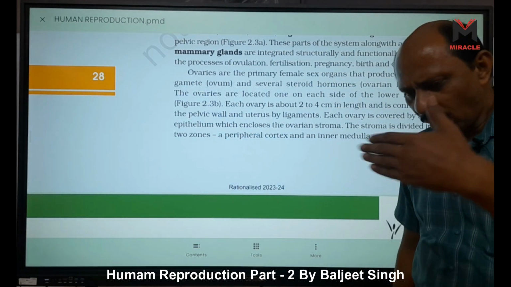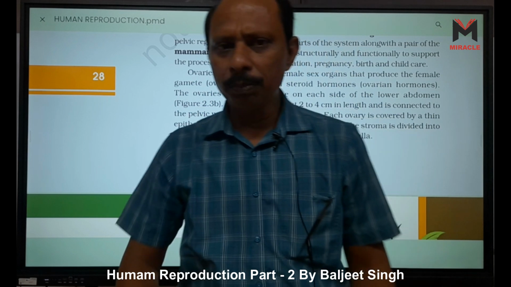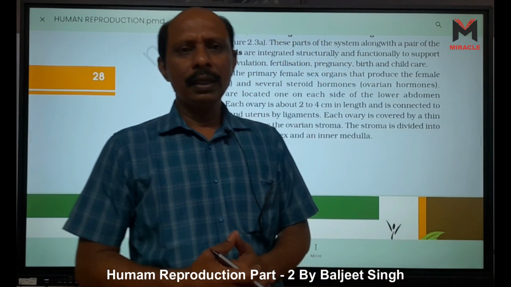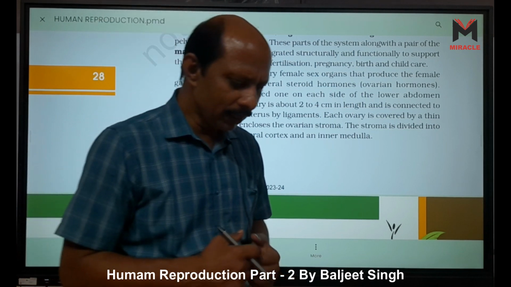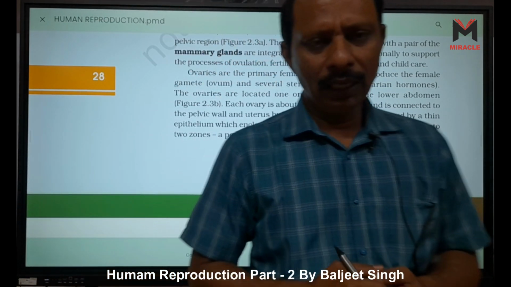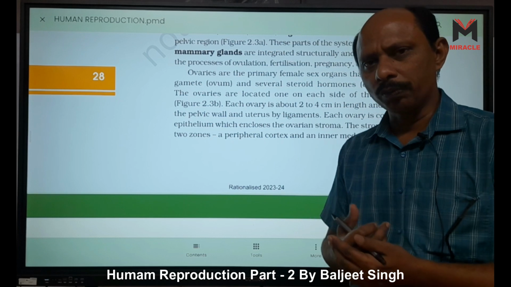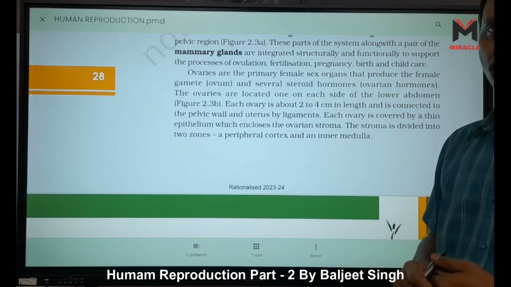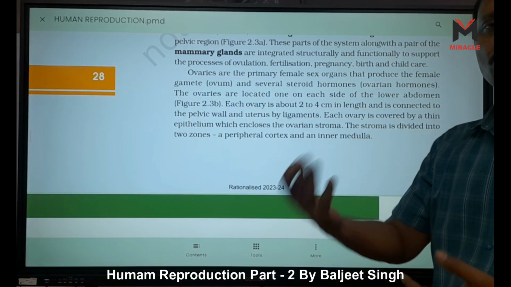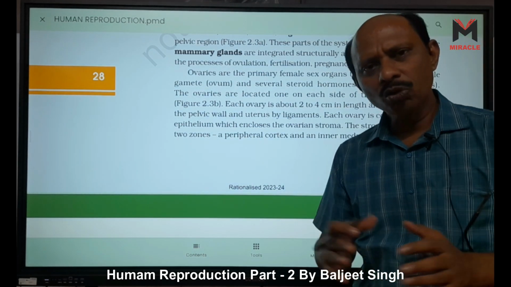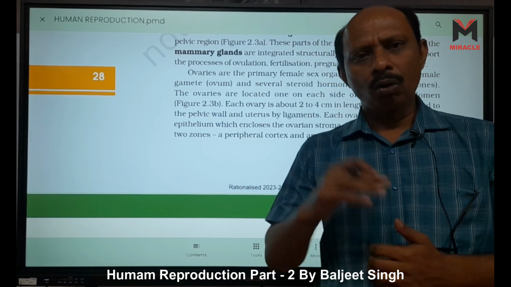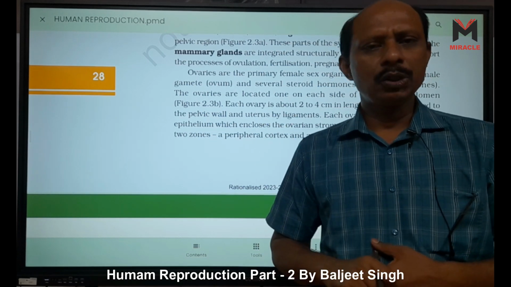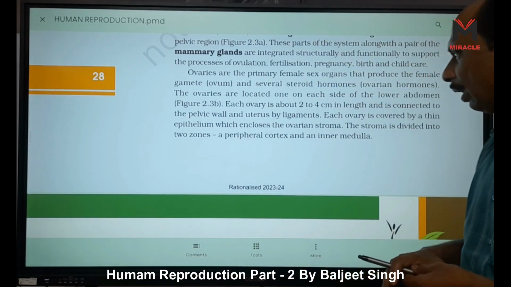It is the outermost layer, and just beneath it, the inner layer is made up of white fibrous connective tissue, or tunica albuginea. Inside the white fibrous connective tissue there is the stroma, and this stroma is further divided into two parts. The outer one is called the cortex and the inner part is called the medulla, which is given here also.